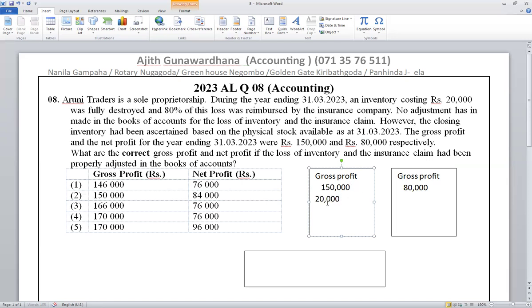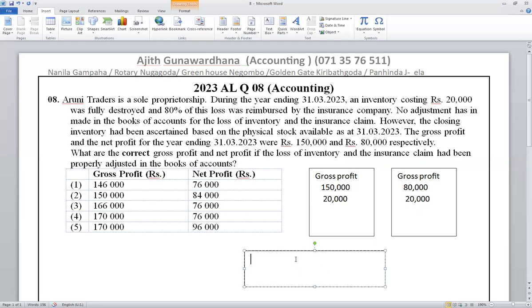If gross profit increases, it automatically affects net profit also. The 20,000 should be deducted under cost of sales calculation, but it has not been deducted. Therefore, cost of sales increases and gross profit decreases. For correction, it should be added to the gross profit. If gross profit increases, it automatically affects net profit also. Therefore, net profit also should be increased by 20,000. That is the first part.